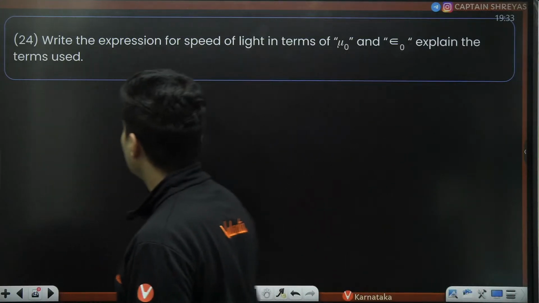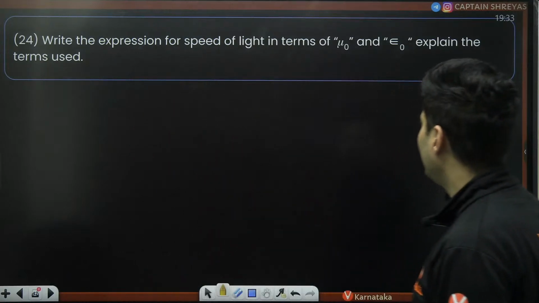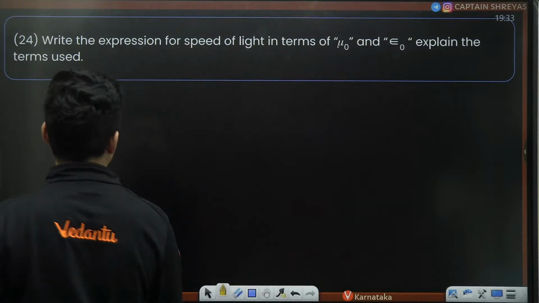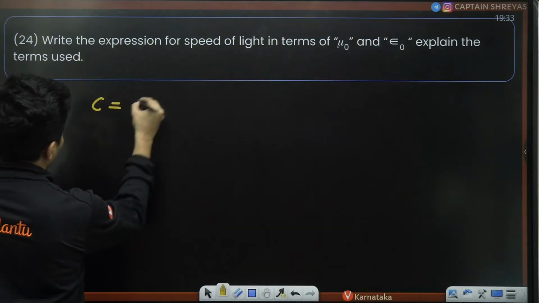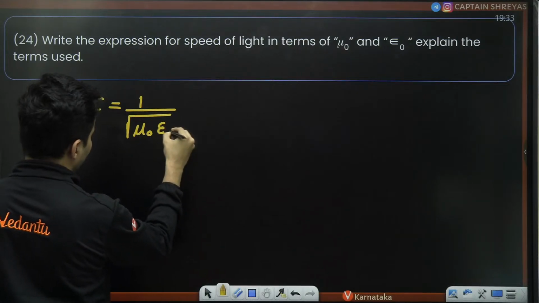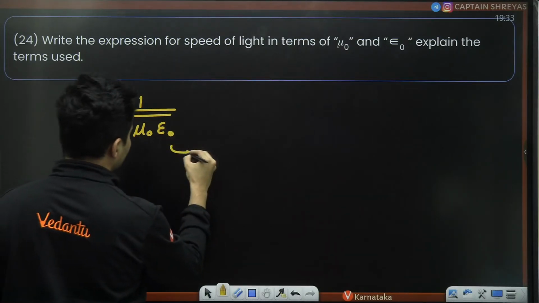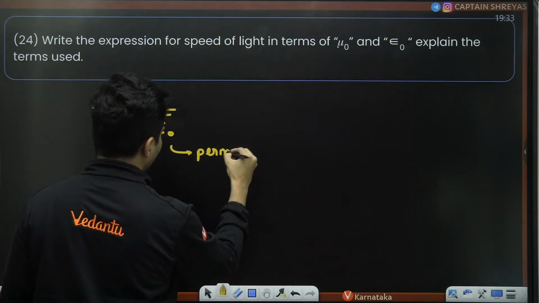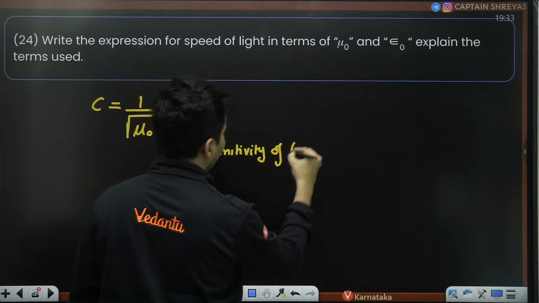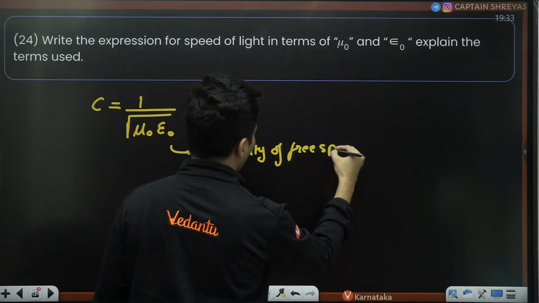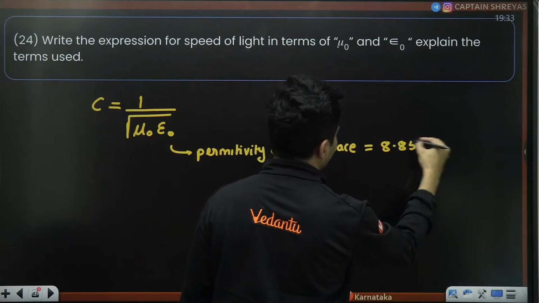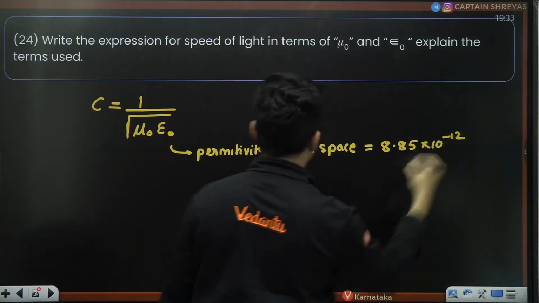Write the expression for speed of light in terms of mu naught and epsilon naught and explain the terms used. The speed of light formula will be given by 1 by root of mu naught into epsilon naught. This is nothing but your permittivity of free space, which is having a value of 8.85 into 10 to the power minus 12.